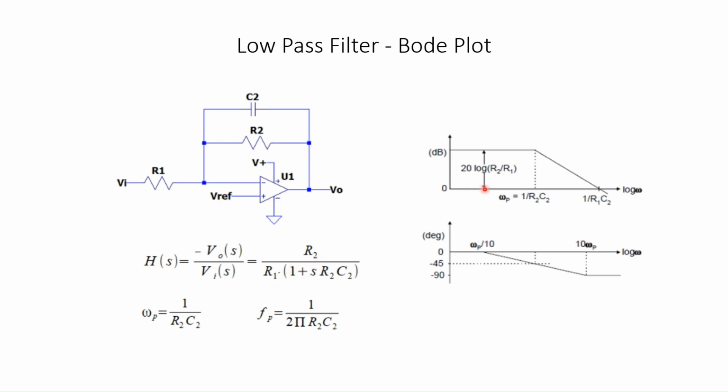Here the Bode plot of this transfer function is shown. So the corner frequency is 1 over R2 C2. When omega is much less than 1 over R2 C2, this term will be negligible, so the gain is R2 by R1. In dB, it's 20 log R2 by R1. That's the gain. After crossing 1 over R2 C2, the magnitude falls at 20 dB per decade. At 1 over R1 C2, the magnitude will become 0 dB. You can substitute and check it.